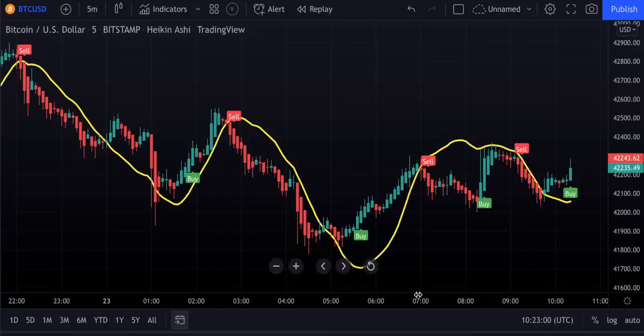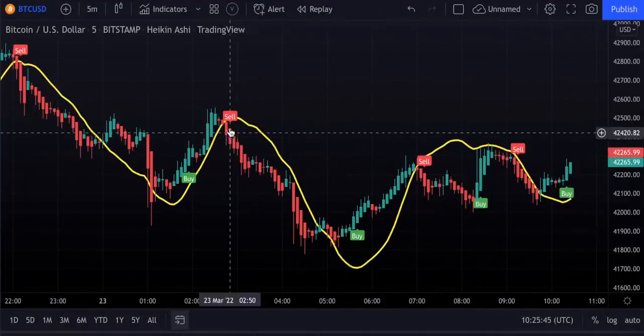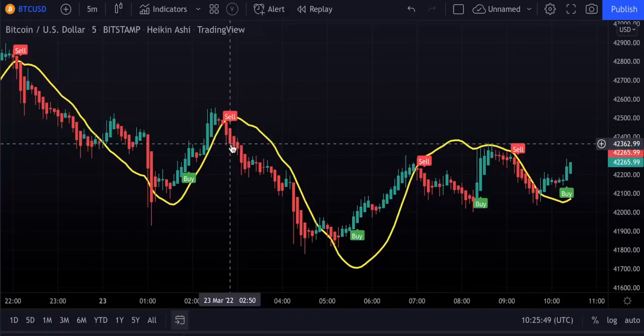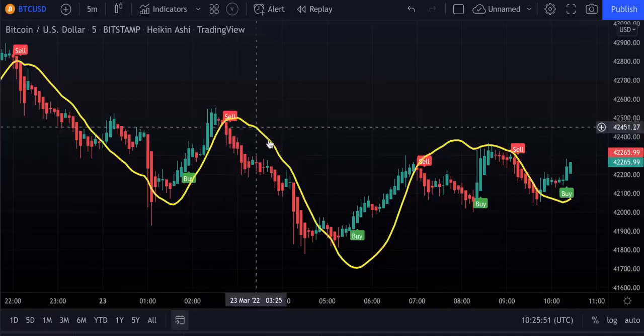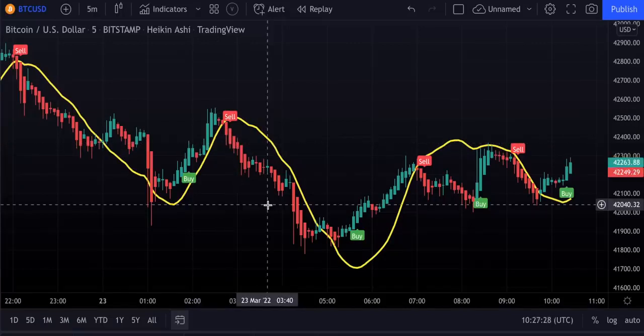Let's get into our entry rules. So in order to enter a short position, we need to have a sell signal from our indicator, and also the price needs to be sitting below this moving average. So this would be a valid signal to go short. The opposite works when entering long trades.